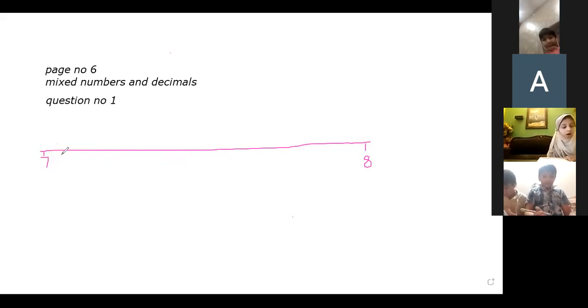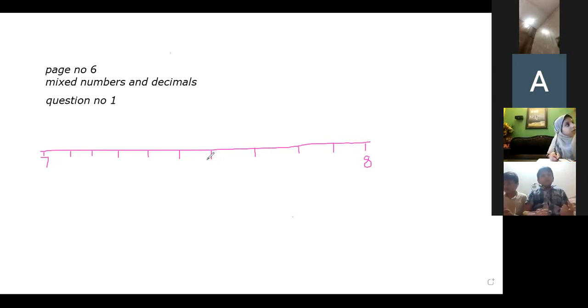Between 7 and 8, we are going to start counting from 7. This one is the first line, then the second. I'm going to count them from my book, and you can also count from your book. From 7, this is 1, then 2, 3, 4, 5, 6, 7, 8, 9, and the last one is 10. 1, 2, 3, 4, 5, 6, 7, 8, 9, and this one is 10. So what do we have to do here? Between 7 and 8, I have 10 small lines.